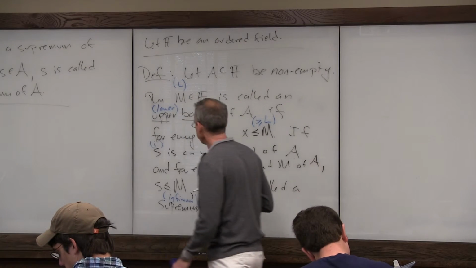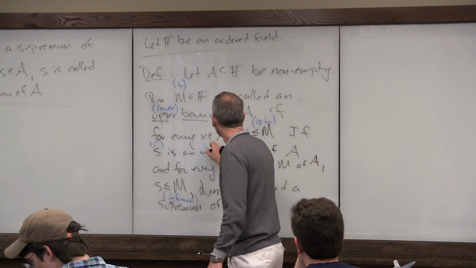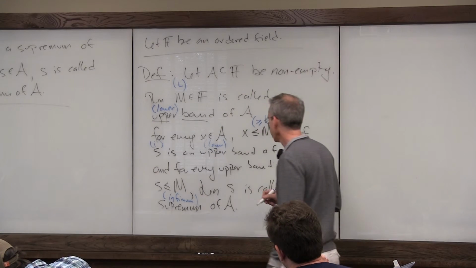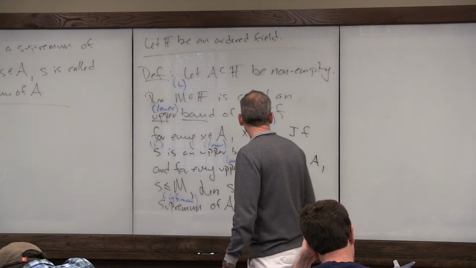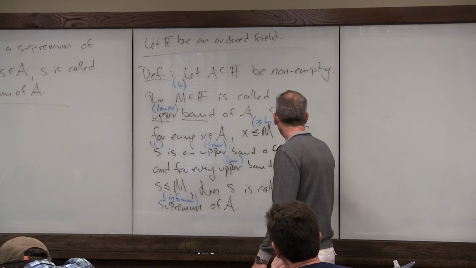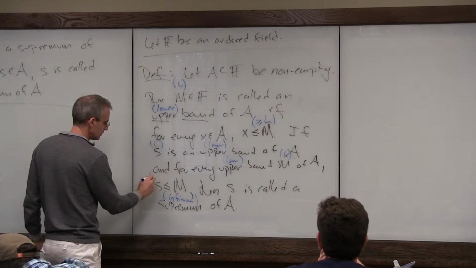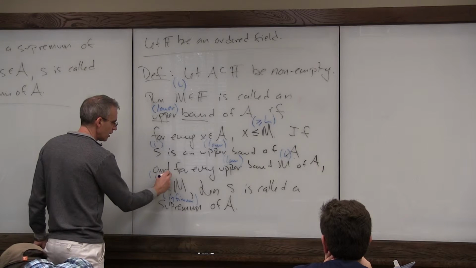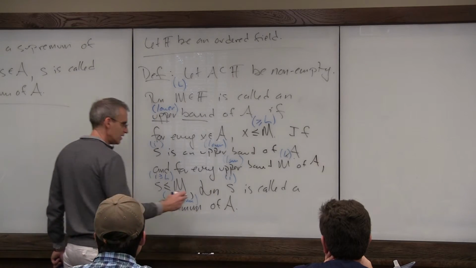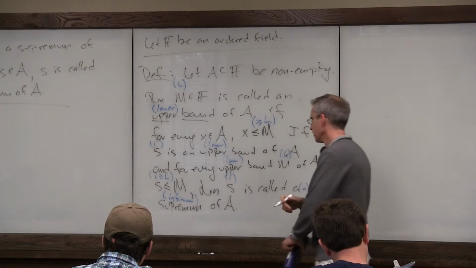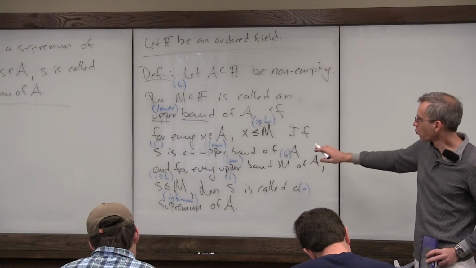So how do I change this now? Lower bound of A, and for every lower bound, M, we want to call this L if you want, of A. And how do I change this? I is greater than or equal to L, then I is called an infimum of A. Okay, so you're going to work with this one.